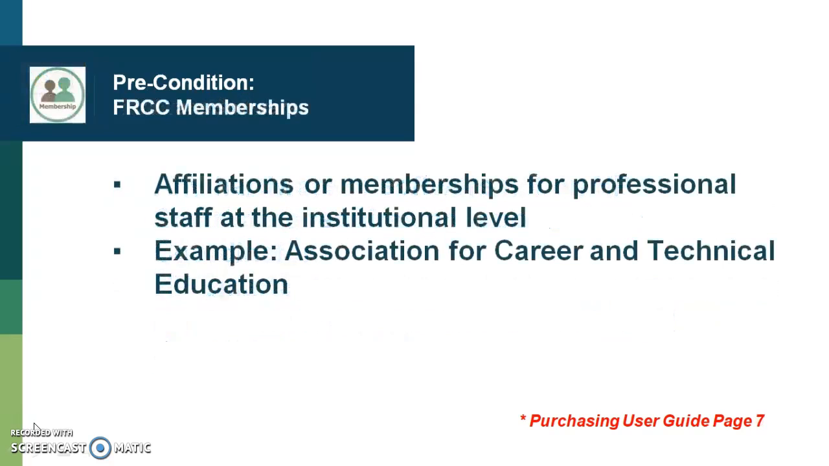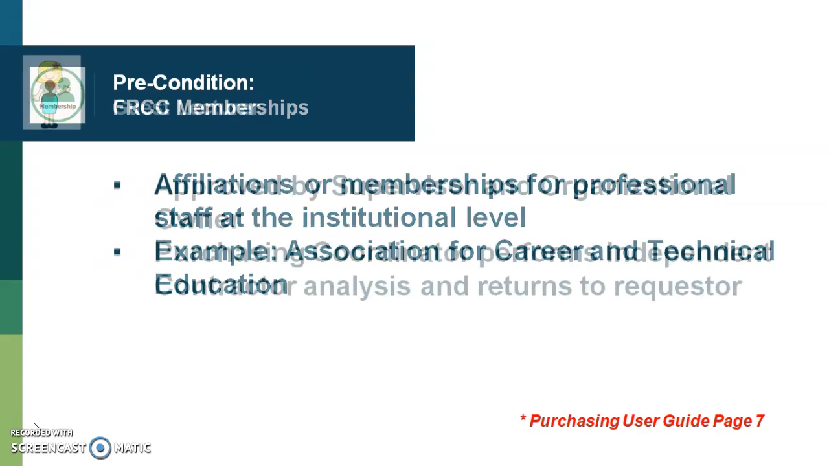FRCC memberships. These are affiliations or memberships for professional staff at the institutional level. A great example is the Association for CTE, or Career and Technical Education. And for your information, there is a list of already approved FRCC memberships under FRCC, Fiscal Services, Purchasing. We don't want you to duplicate a membership request.